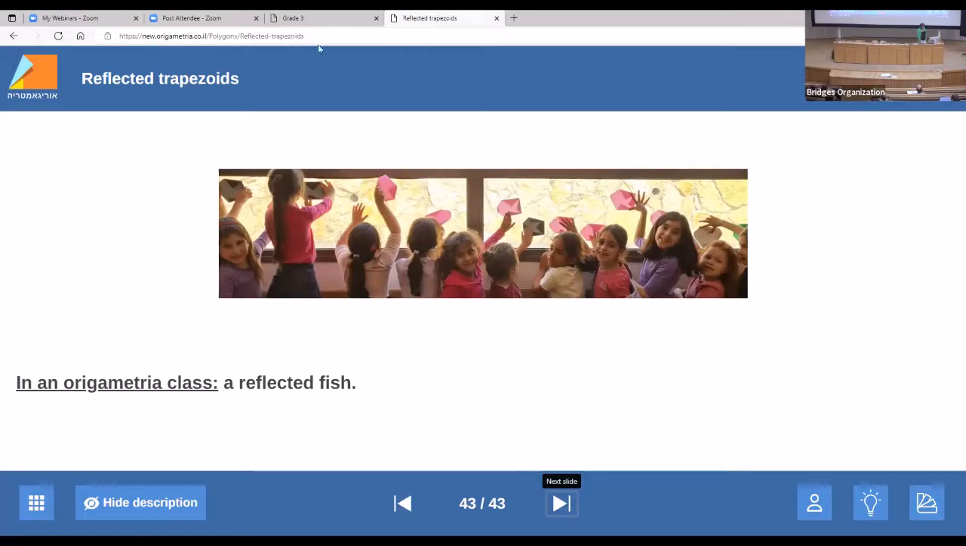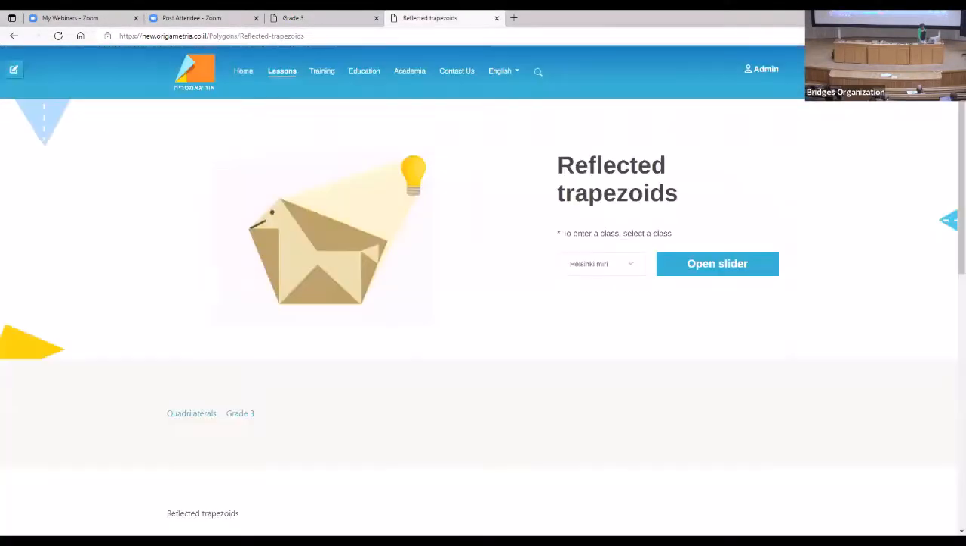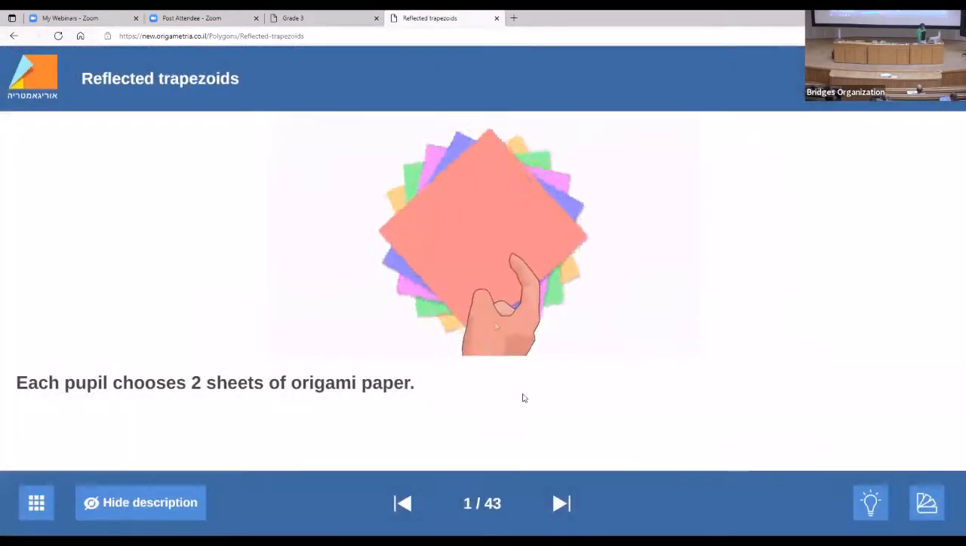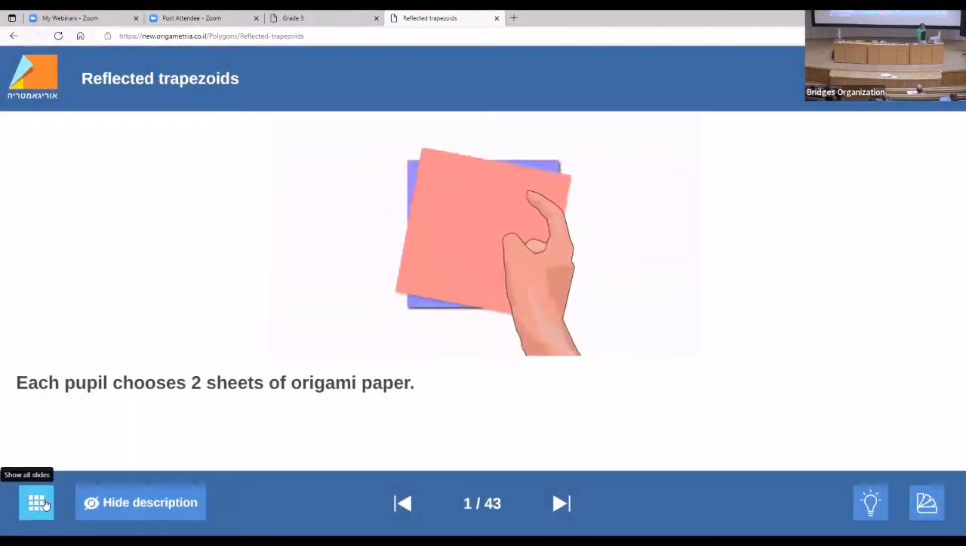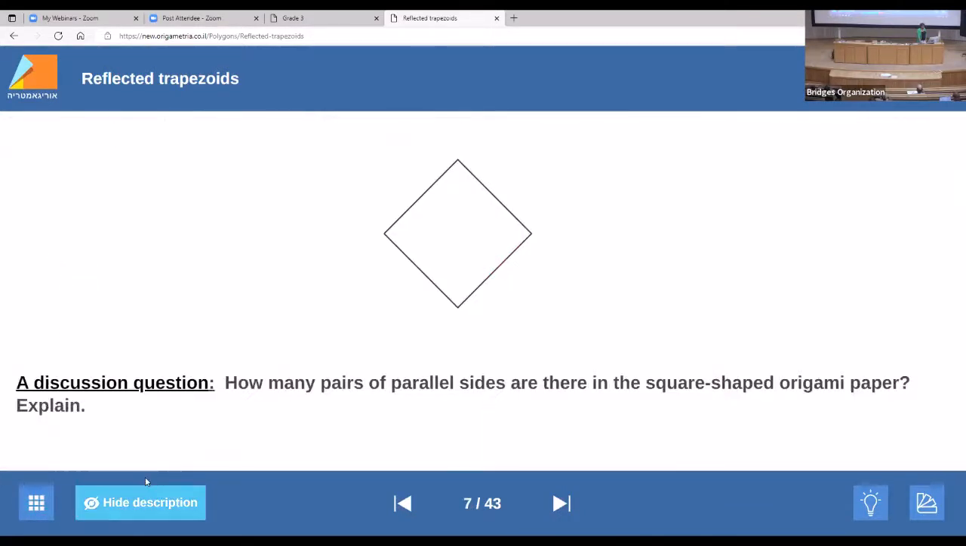So after I show you what an origametria lesson is, I can talk to you about origametria. So I go back. Okay, this one, I go from here. So I close the lesson. By the way, I need to show you something. If the teacher wants to see all the steps, she can press here and she can go to a certain step she wants.